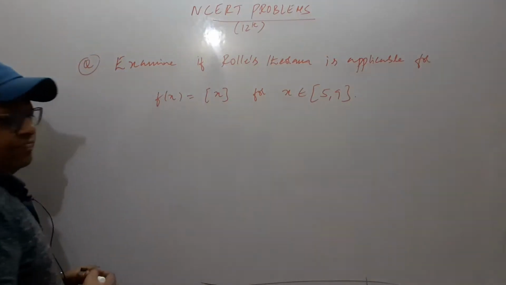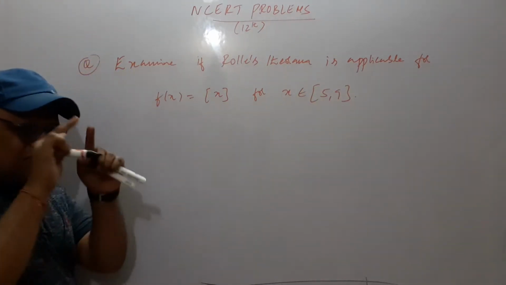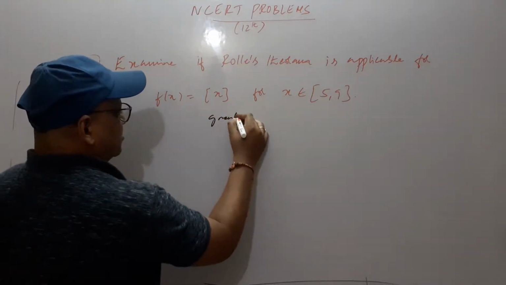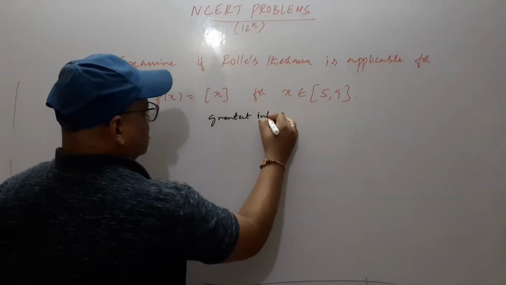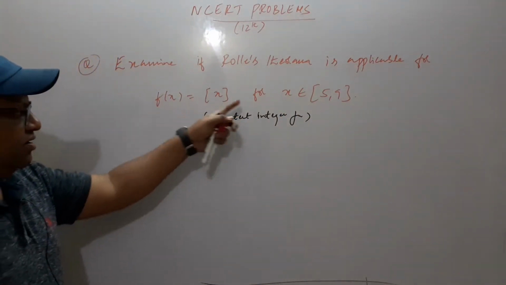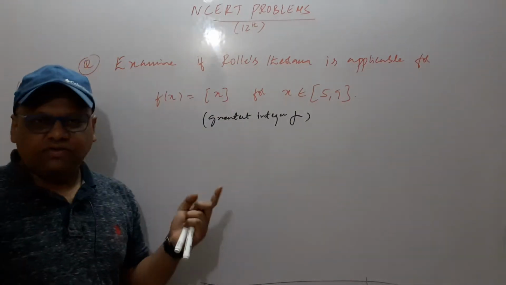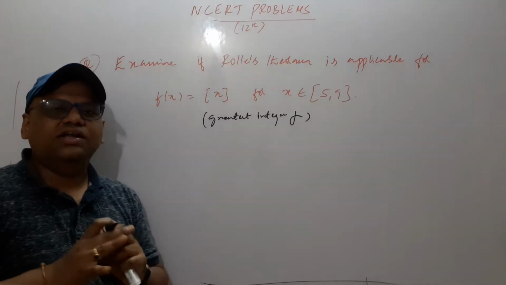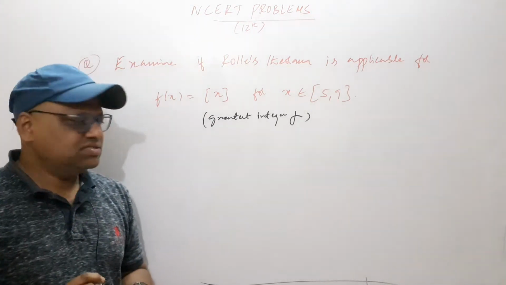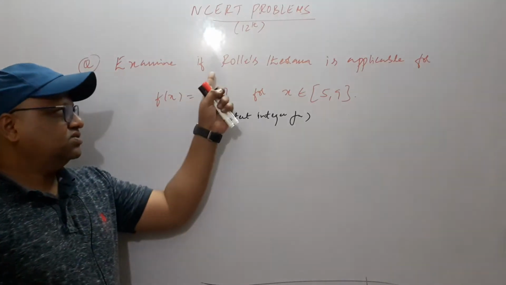Students, examine if Rolle's theorem is applicable for f(x) = [x], also called the greatest integer function, for x belonging to [5, 9]. We already know the greatest integer function is not a continuous function. It is discontinuous at the integer points. So because it is not continuous, Rolle's theorem is invalid.